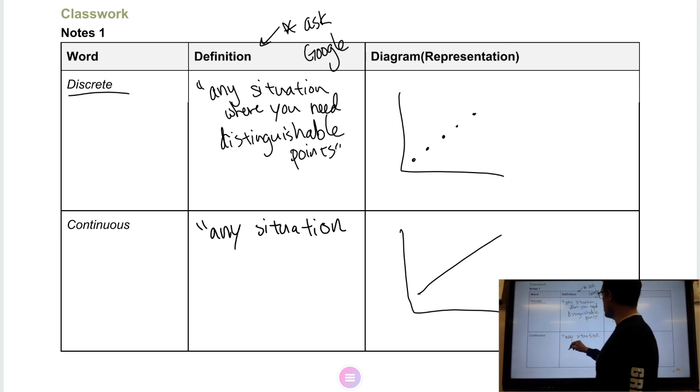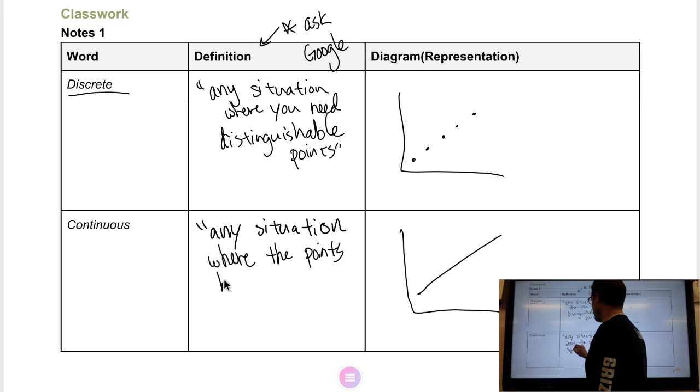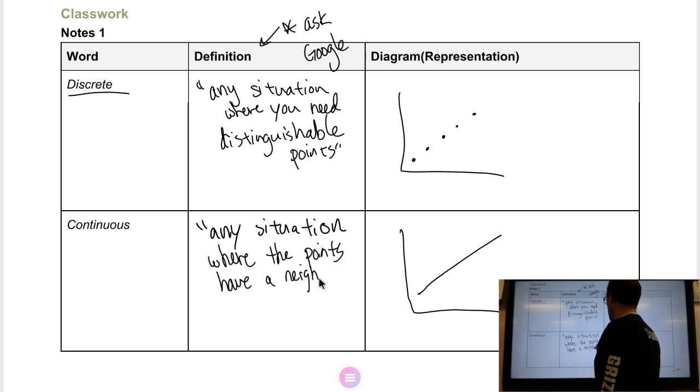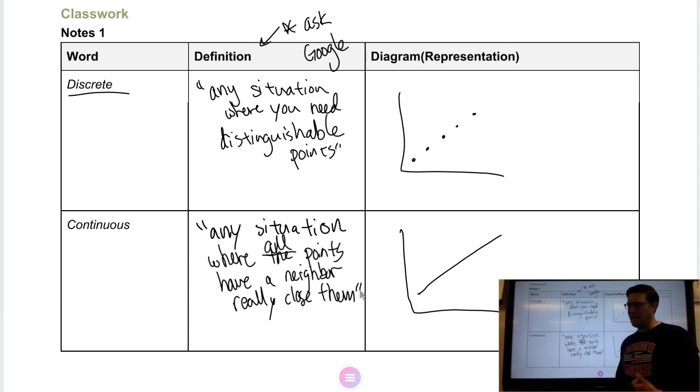All right, any situation where the points have a neighbor really close. So I should say where all points. So maybe I'm like adding an element of my own, like storytelling from what I know in the world of mathematics, to what the situation means. You call it a neighborhood.